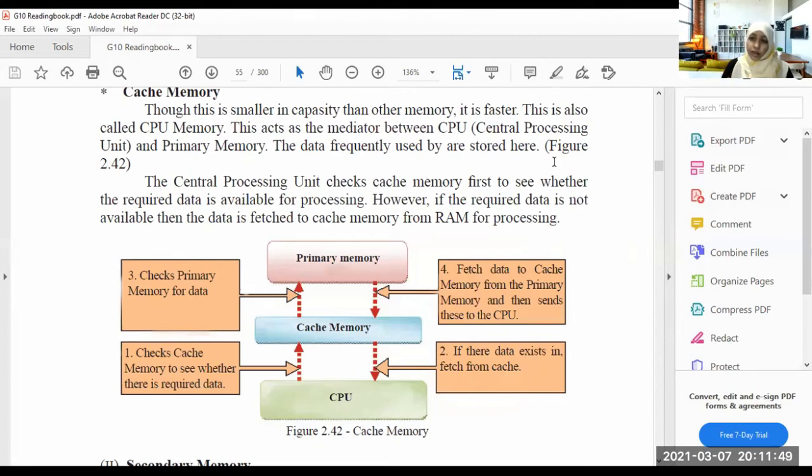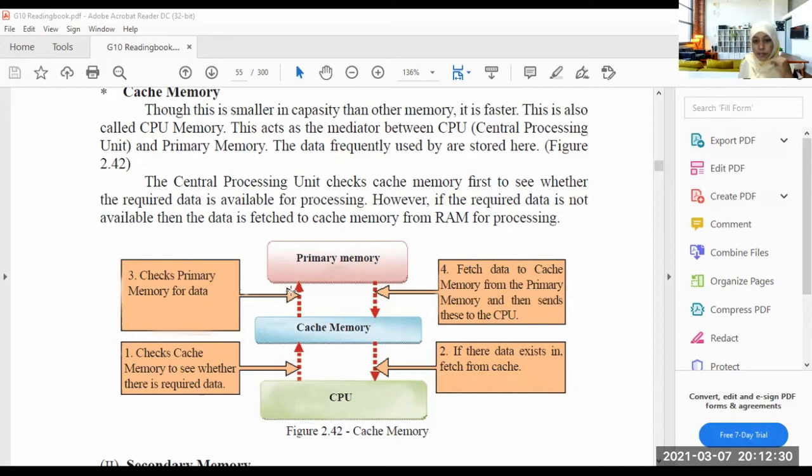Often we use some data, right? So it knows when we often use data, it knows that I am often using this data. So what it does, it stores those data in the cache memory. The central processing unit checks cache memory first to see whether the required data is available for processing. However, if the required data is not available, then the data is fetched to cache memory from RAM for processing.